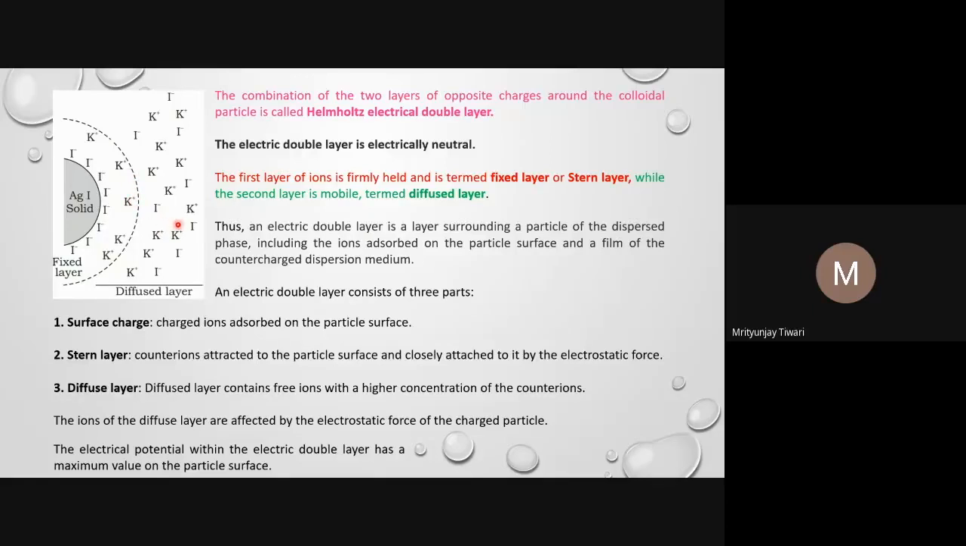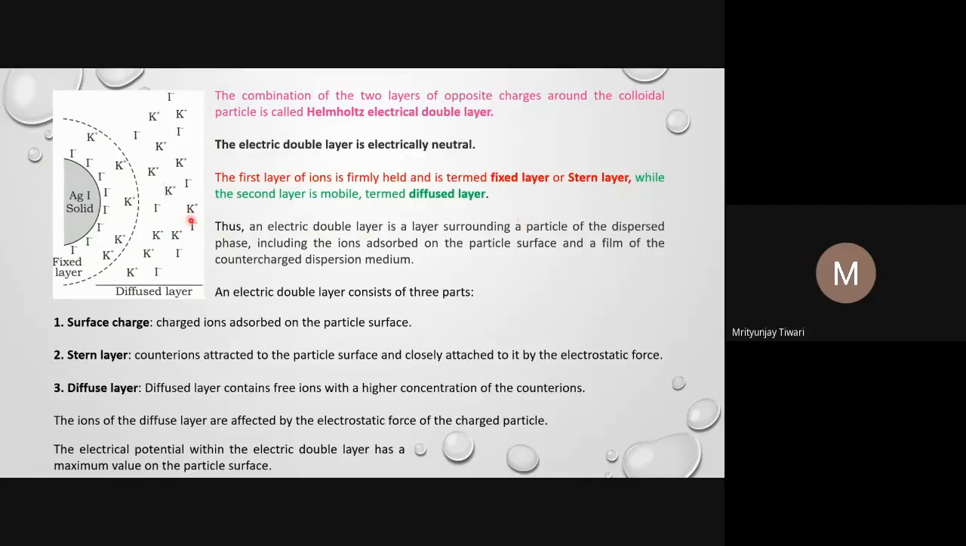However, there is another layer, which is also required for the electrical neutrality of the entire particle, and this we call the diffuse layer. The net charge at the end of the diffuse layer will be zero, so the potential will be zero at the end of the diffuse layer. If you go inside, you will get a certain negative potential in this case, and if the colloidal particle contains positive charge, a positive potential. So the first layer of ions is firmly held and is termed the fixed layer or external layer, while the second layer is mobile, termed the diffuse layer.